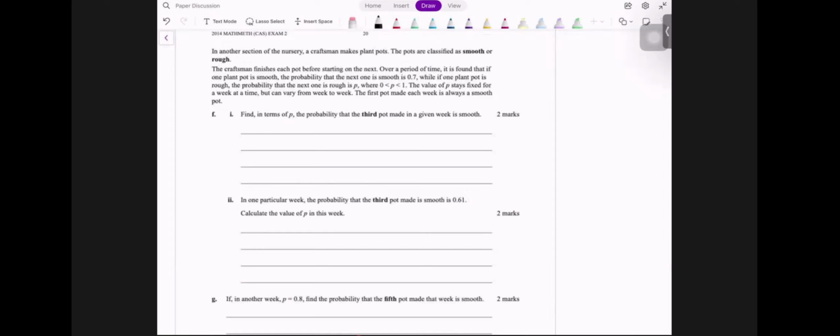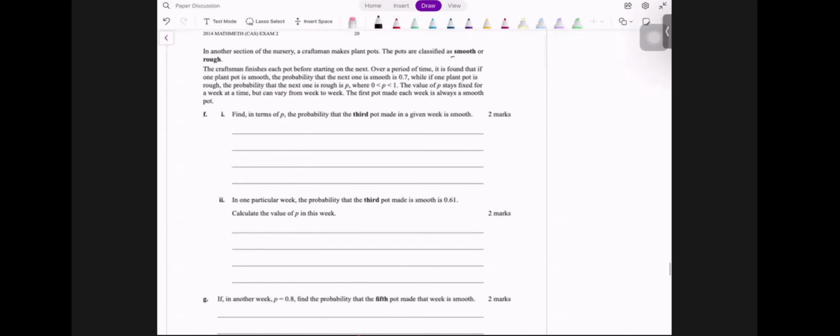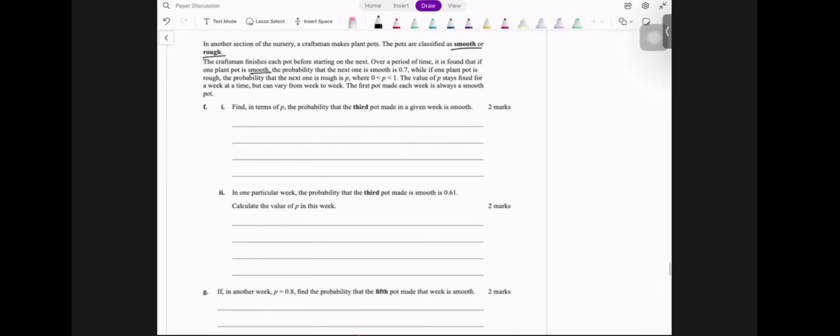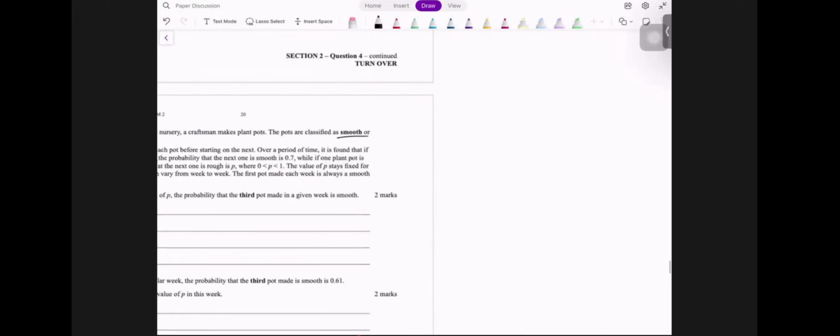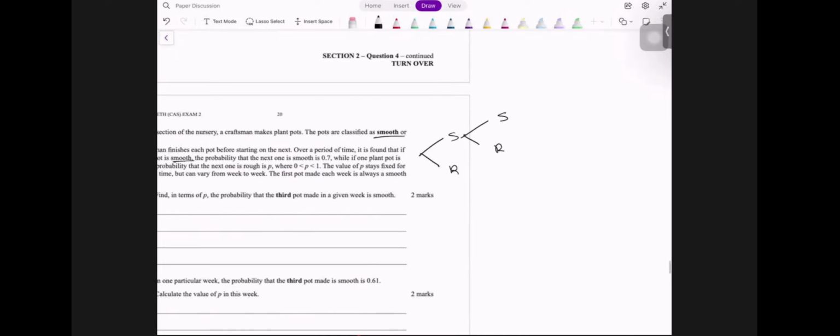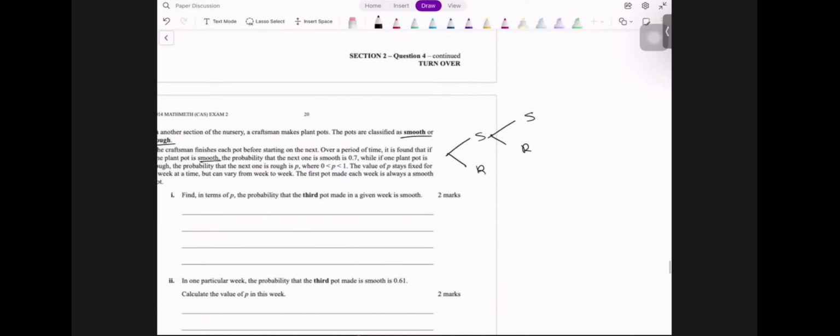This part, you have the section is nursery, where your pots are classified as smooth or rough. You just go to the next page. Okay, so over a period of time was smooth. So this is just how the table goes. I'll draw it like this, this is normally how I do it. So if you have a smooth one, going from a smooth to a smooth or rough, okay? If the plant is smooth, then the next smooth one would be 0.7. So this is 0.7, this probably is 0.3.